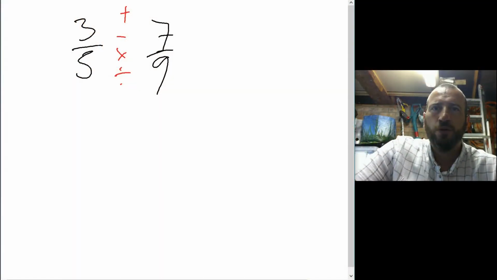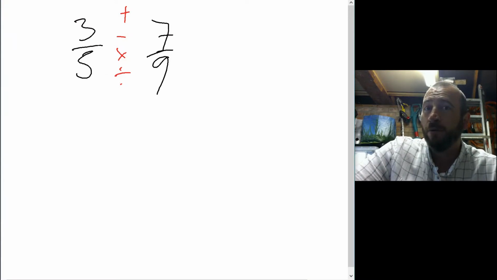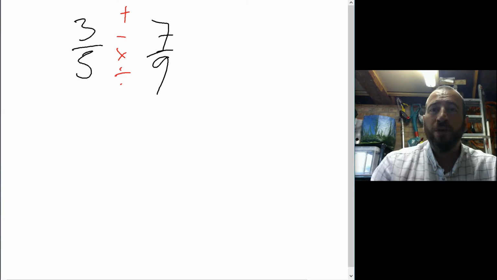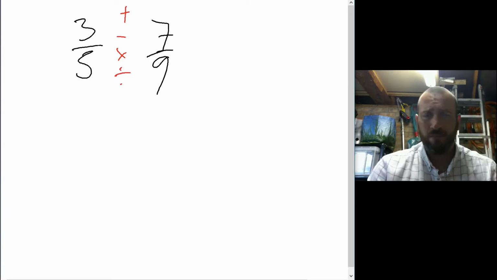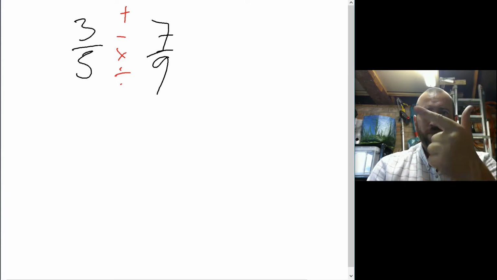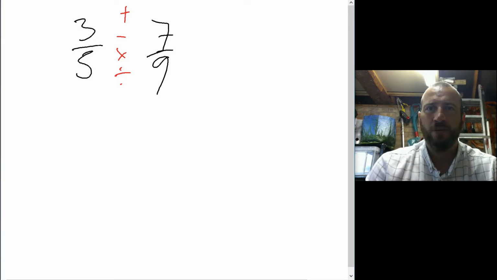Let's have a demonstration. Set up two fractions here, and they're uncomfortable fractions. People don't really like the 3 over 5 and the 7 over 9. The four things we need to be able to do with fractions: we need to add, minus, times, divide. We need to do those four things.